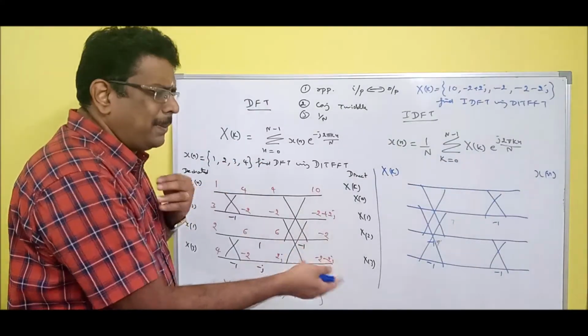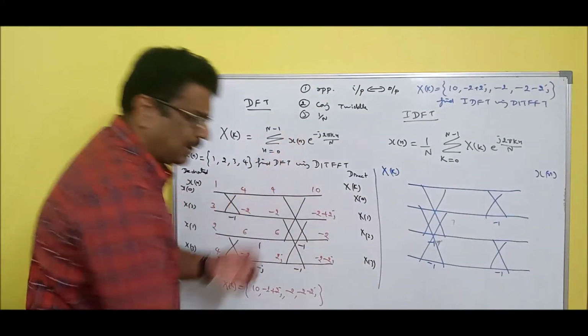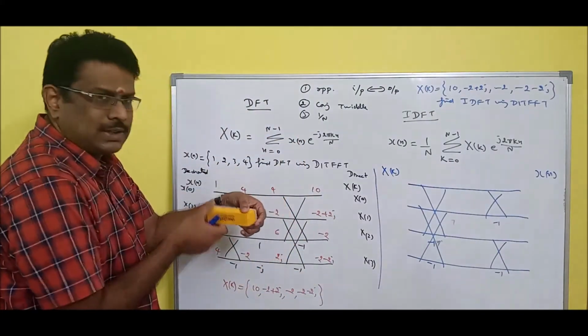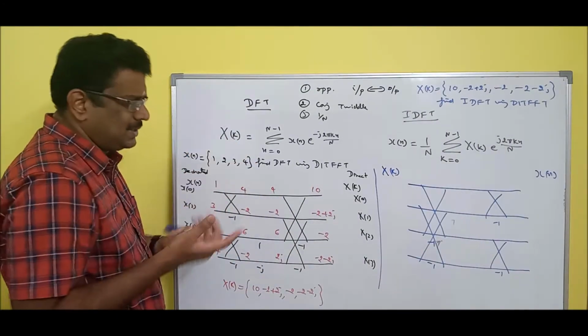If A becomes B, B should become A. Input and output should interchange. So the diagram is opposite, that's all. If you have a diagram like this, just reverse it. If you have the diagram with the head here and the tail here, just reverse it. That's the simplest concept.